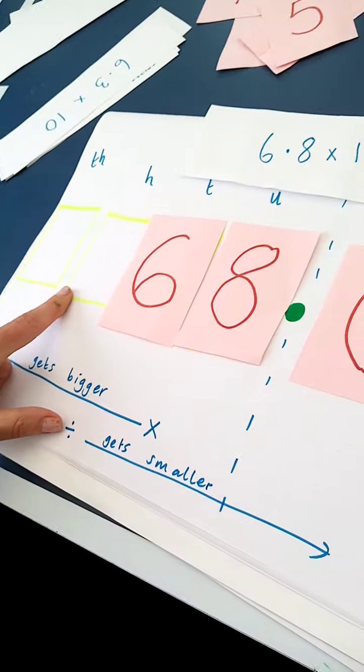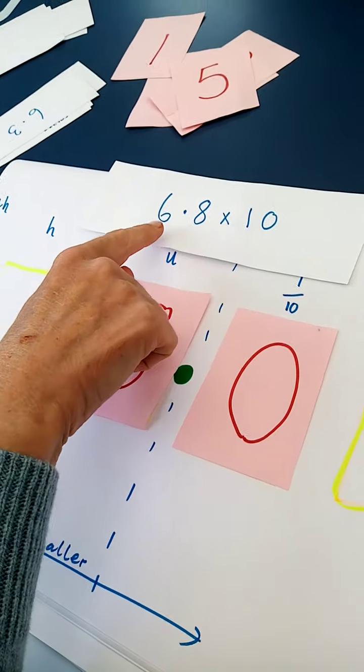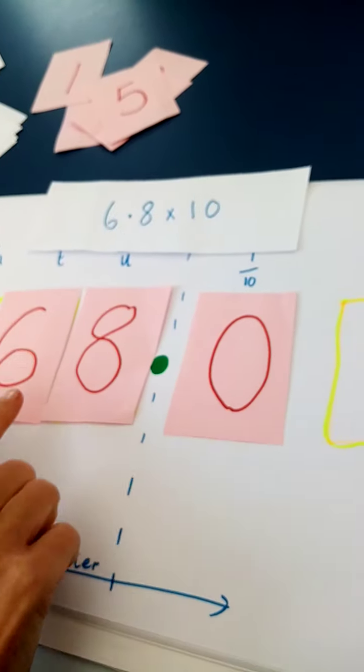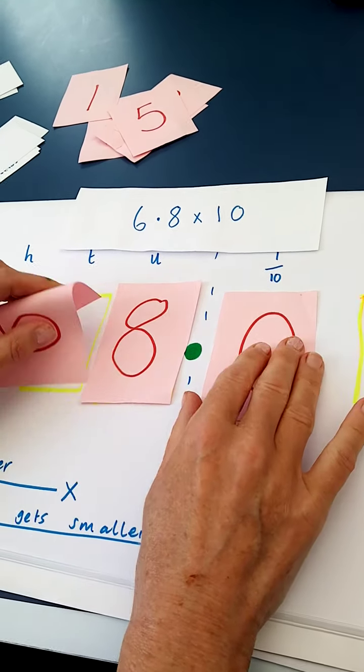So keep that really still on there for me, Will. I've got 6.8 times 10 is 68.0. Let's try another one.